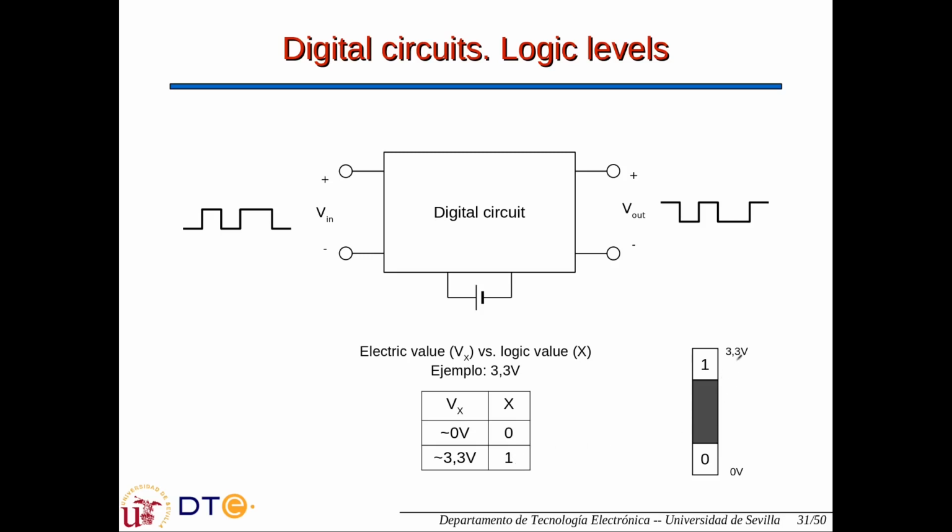It means that the high value, the 1, doesn't have to be exactly 3.3. It can be something around this value, as long as we can distinguish that the voltage is high enough to be considered a 1, and the same thing for the 0. As long as the voltage is low enough, we will consider it a 0. And from here on, when we think of digital circuits, we can just think of zeros and ones, and we can forget most of the time that these are actual voltage or electrical values.